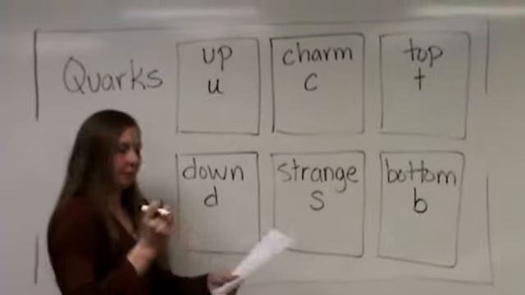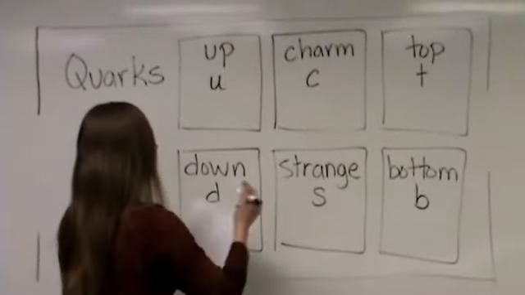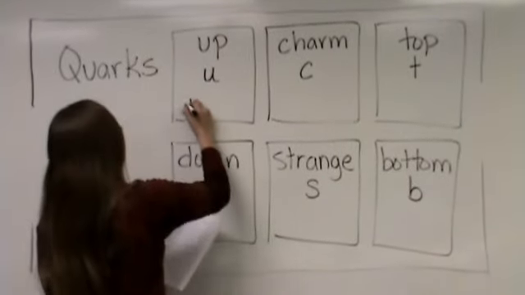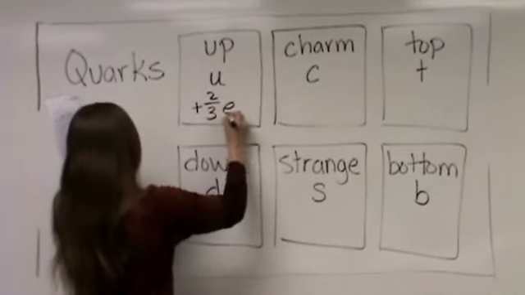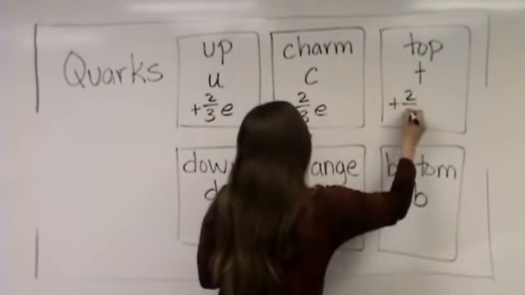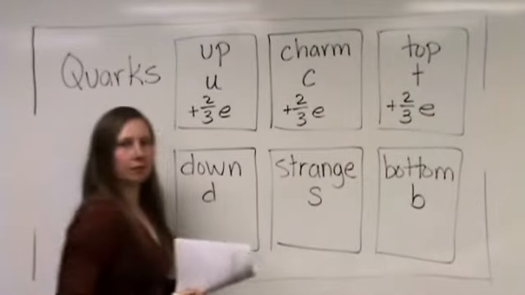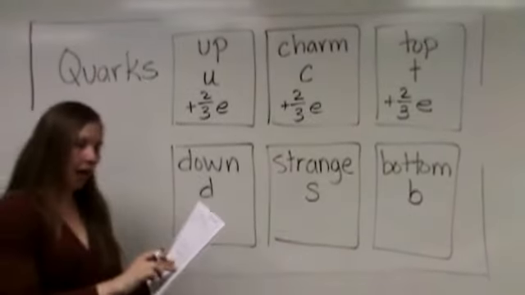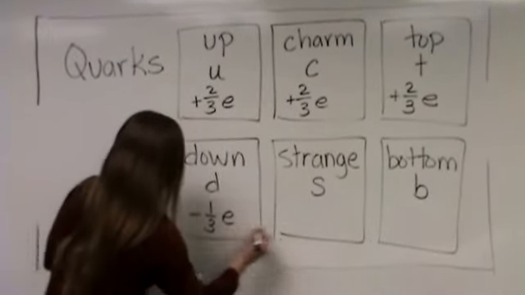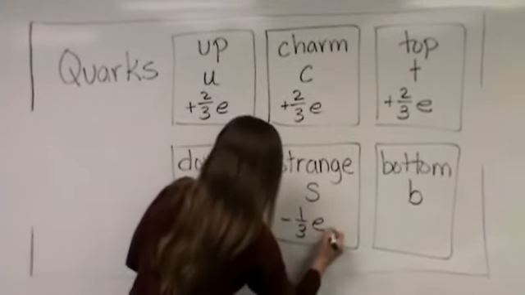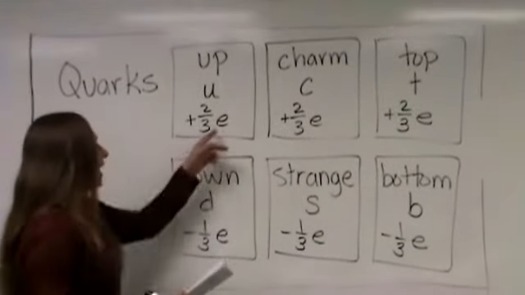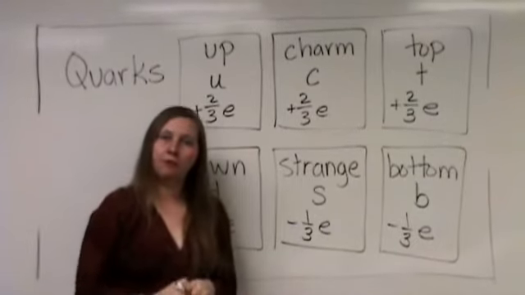Also on the chart is the charge of each quark. All 3 on top have a charge of positive 2/3 e. All 3 quarks on the bottom have a charge of negative 1/3 e. Now that e we've seen before.